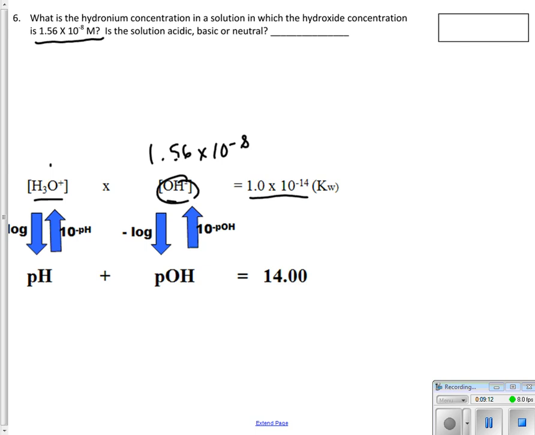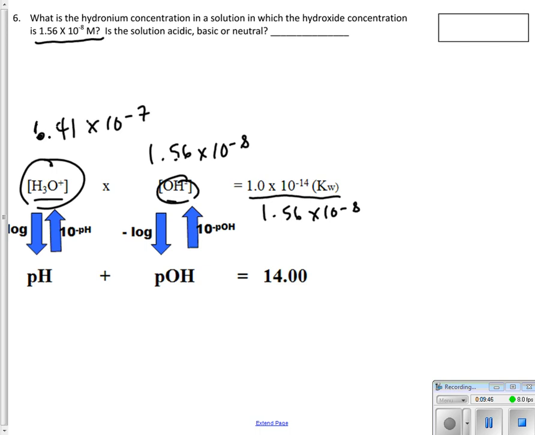So all I do is take 1.0 times 10 to the negative 14th and divide it by 1.56 times 10 to the negative 8th, and I'll hop right over and get that. So I'm going to go 1.0 e negative 14 divided by 1.56 e negative 8. I get 6.41 times 10 to the negative 7th. That's my H3O plus, or hydronium ion concentration, same thing.